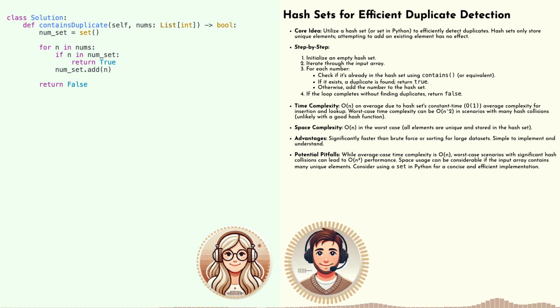So it's like we're trying to add each number to our super organized library. Yeah. If it's already there, we know it's a duplicate. And since hash sets are designed for fast lookups, this seems way more efficient than comparing every number to every other number. You got it.